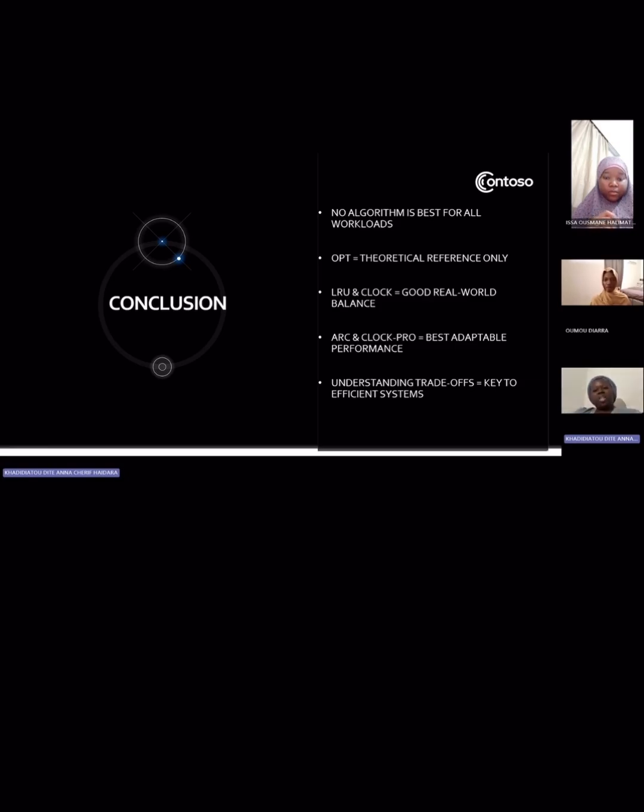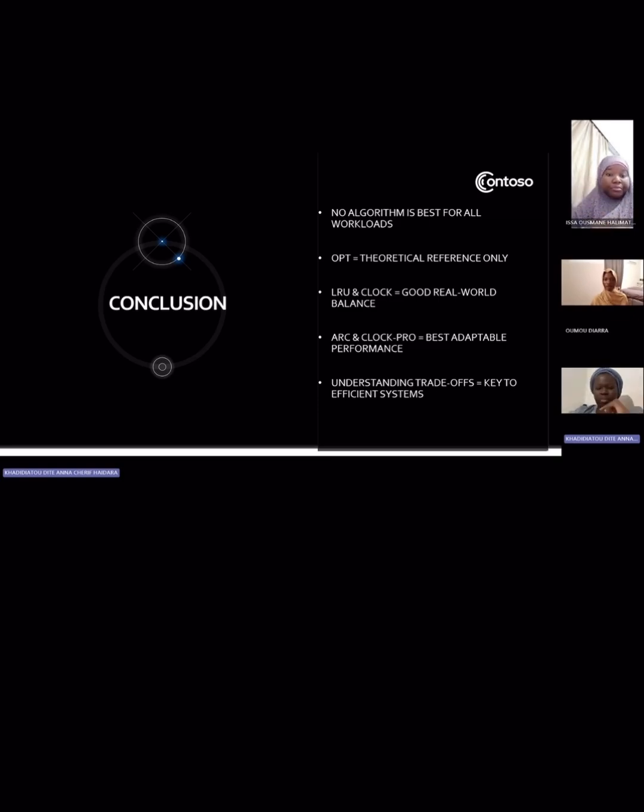We have OPT equals theoretical reference only. That means that OPT represents the ideal behavior, what's supposed to be done, but it cannot be implemented in real systems. It is only used as a benchmark. Now we have LRU and clock equal the good real-world balance.